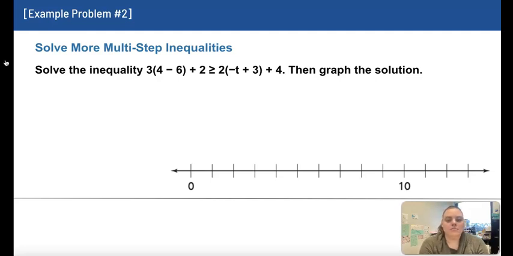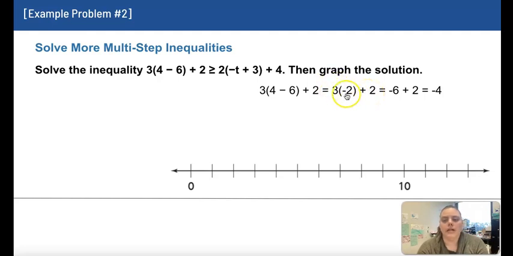The first thing we want to do is simplify both sides of our inequality. If we simplify the left side, we have 3 times 4 minus 6, plus 2. Our order of operations tells us to do 4 minus 6 first. So 4 minus 6 is negative 2. Now we have 3 times negative 2 plus 2. We'll do our multiplying, and that gives us negative 6 plus 2. And finally we add, and that gives us negative 4. So on the left side, this really just simplifies down to negative 4.